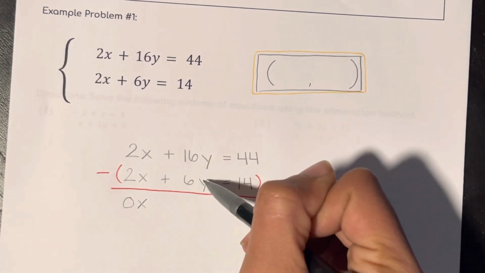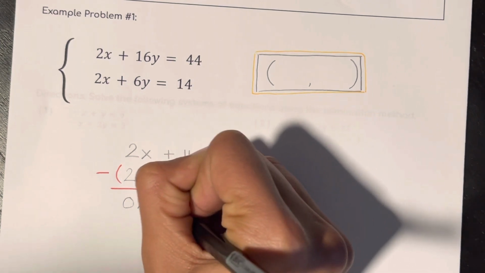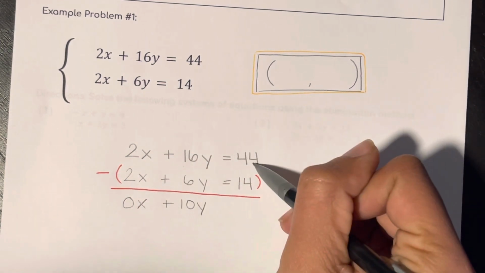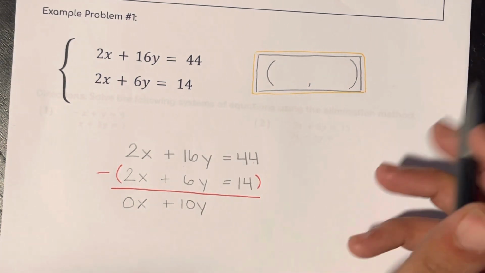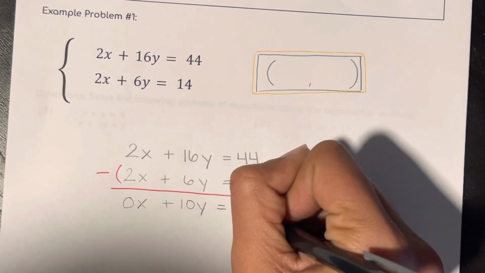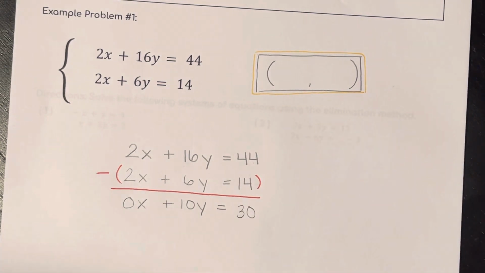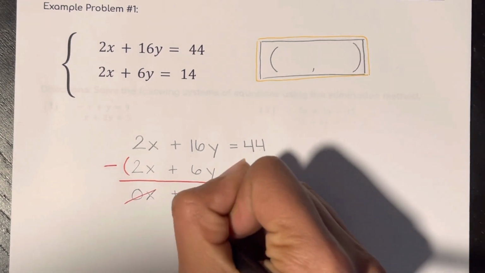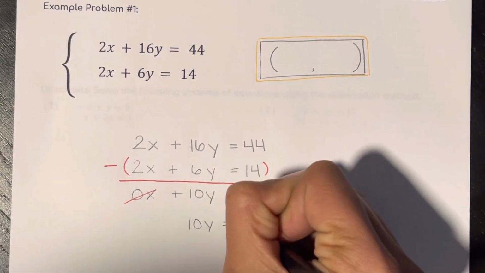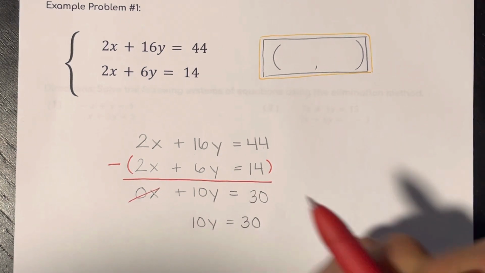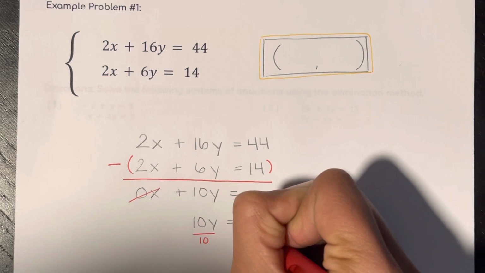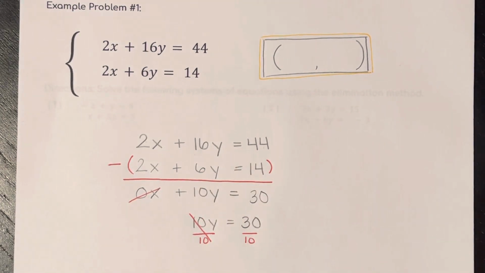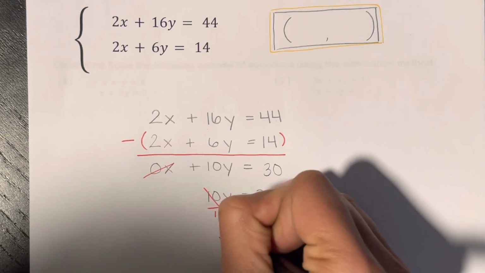16y minus 6y, that's a positive 10y. Then 44 minus 14, that's 30. So you can see the x's ended up eliminating. So I'm left with positive 10y is equal to 30, which then becomes a pretty simple problem. Positive 10y equals 30. The way that we get rid of the 10 would be by dividing, making those cancel, and end up with y is equal to 3.